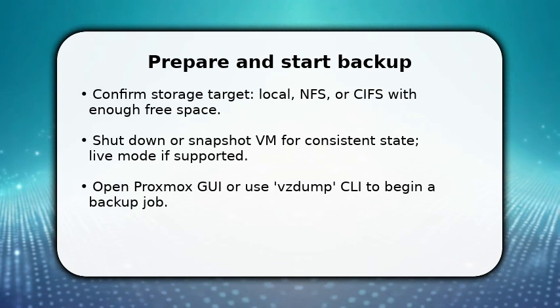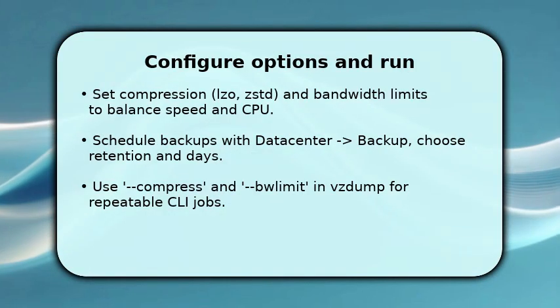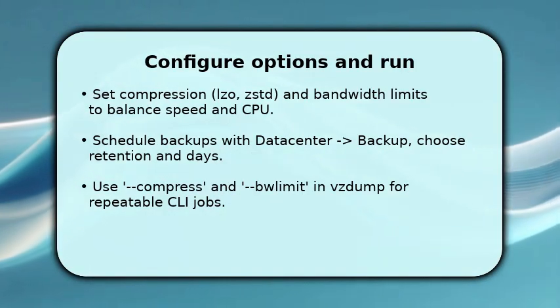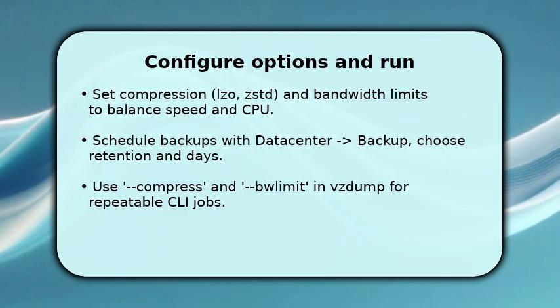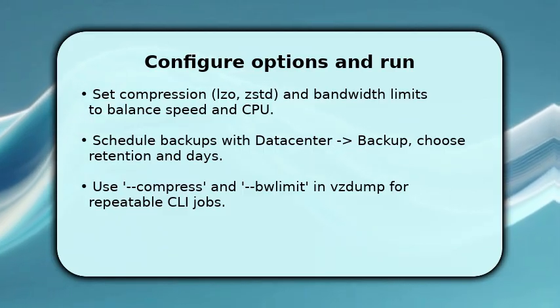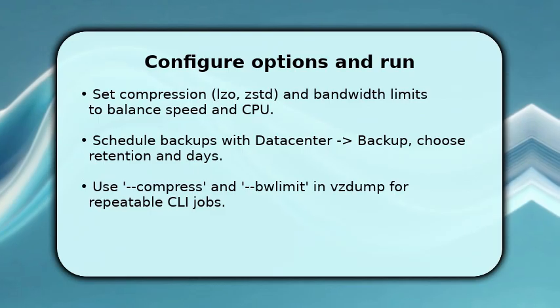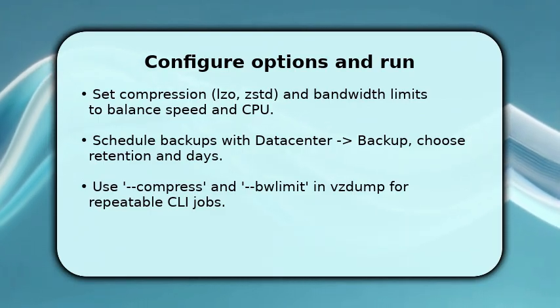Once the job exists, configure compression and bandwidth to match your I/O and CPU constraints. Compression saves space, but uses CPU. Then set a retention policy and schedule so you keep the last few snapshots or archives automatically.